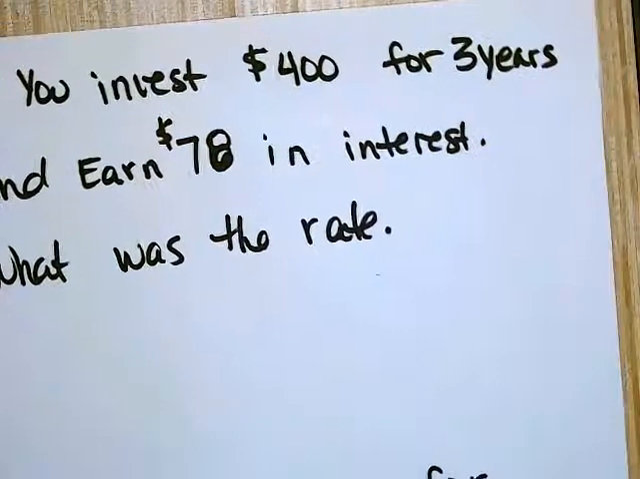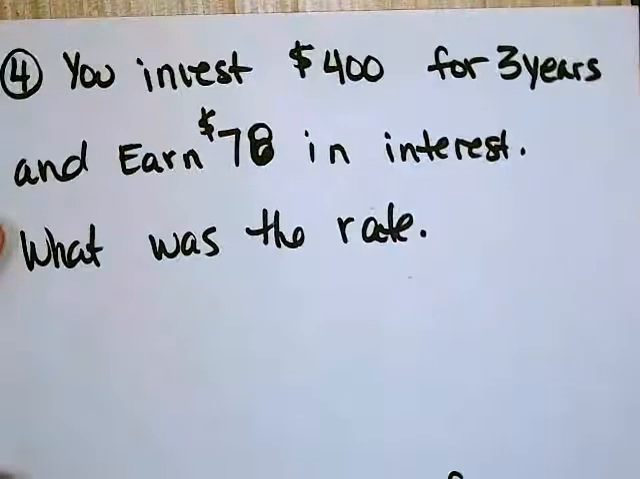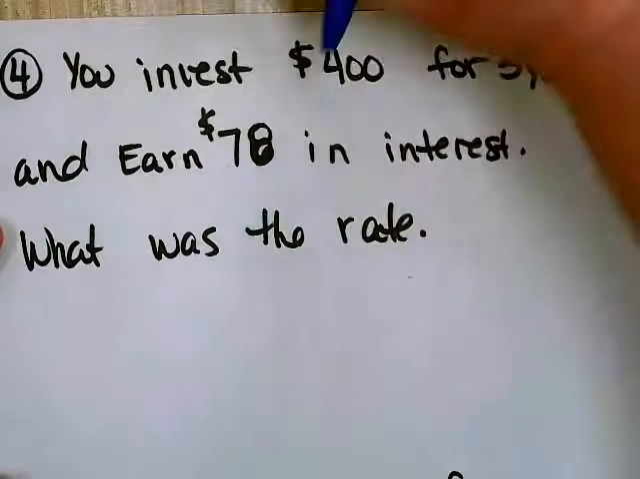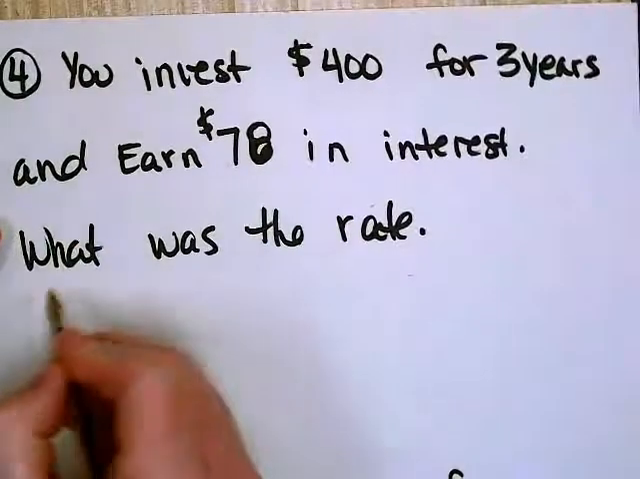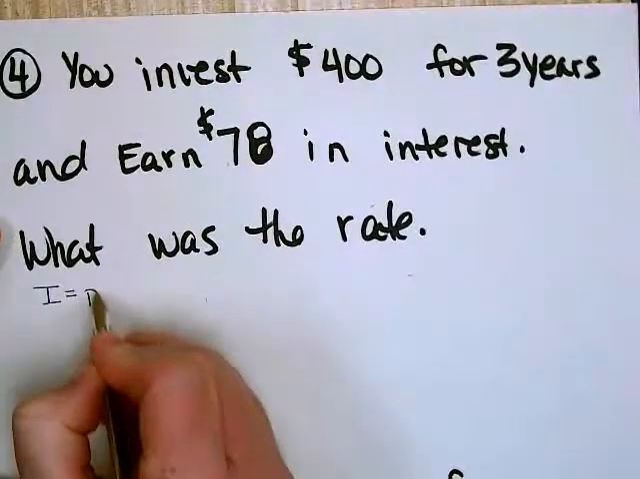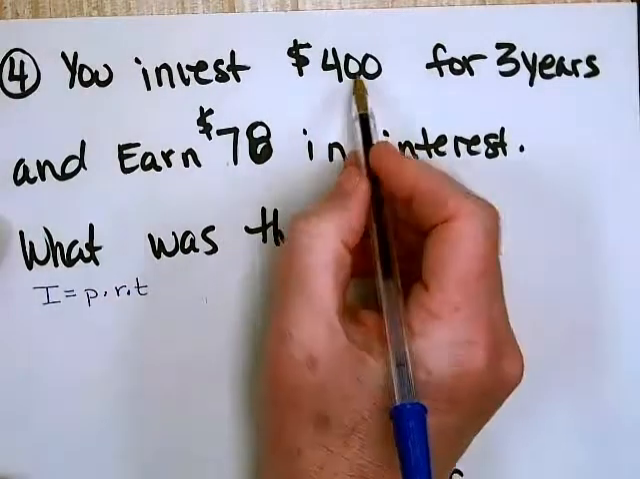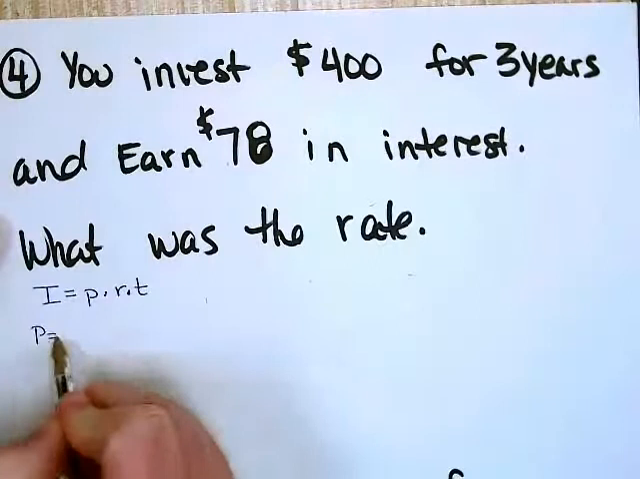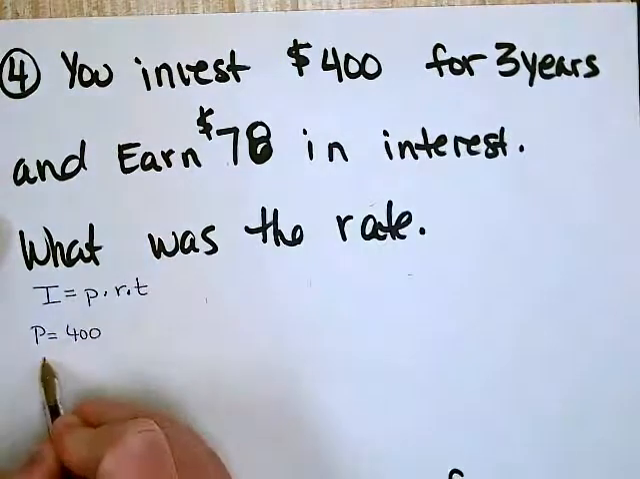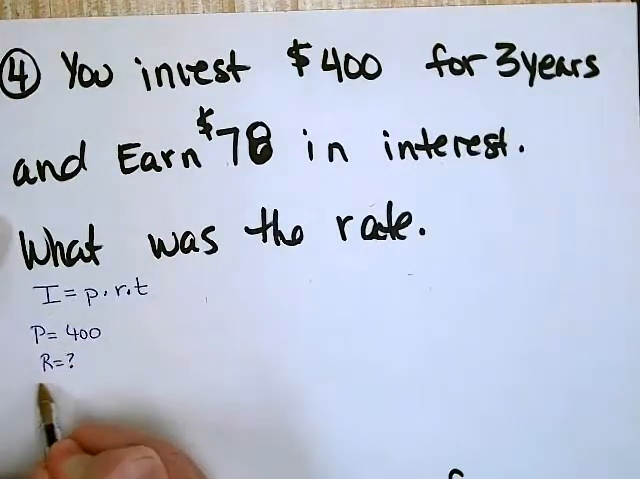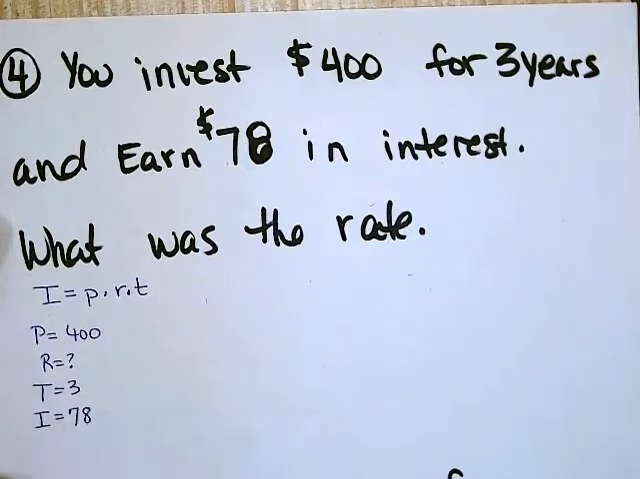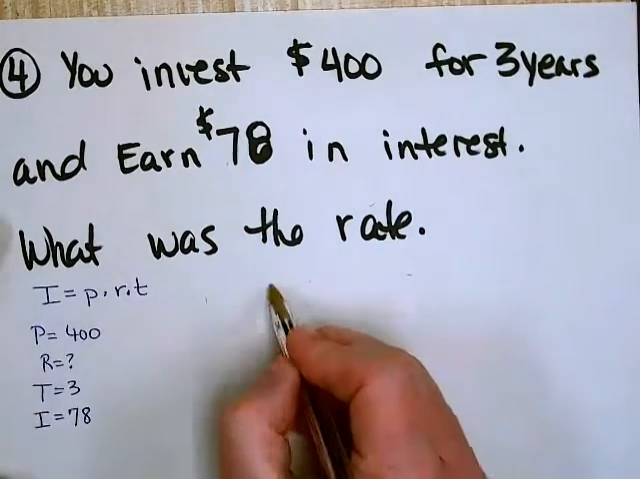You invest $400 for 3 years and earn $78 in interest. What was the rate? Remember the formula, I equals P times R times T. So let's list. You invest $400. That is your principal. Your rate is the unknown. The time is 3 years. The interest is $78. So we're going to put it in our formula.